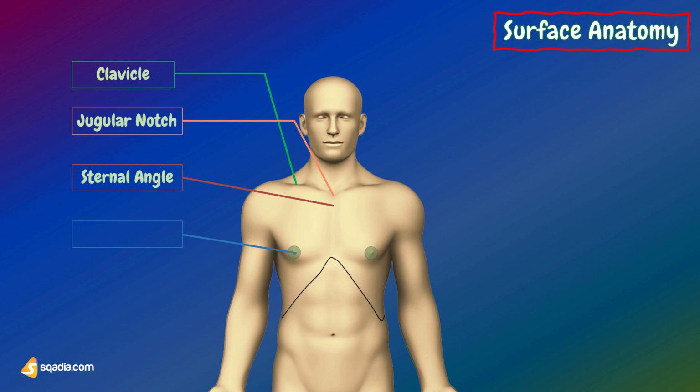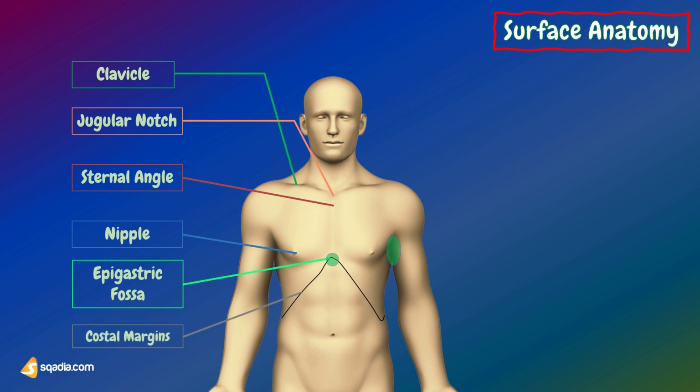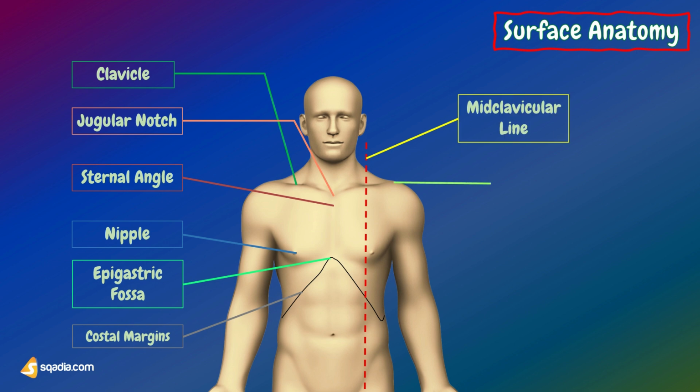The nipple is markedly variable in position. In males and in immature females, it usually lies in the 4th intercostal space just medial to the midclavicular line. The epigastric fossa, or simply the pit of the stomach, is the depression in the infrasternal angle. The fossa overlies the xiphoid process and is bounded on each side by the 7th costal cartilage. It is situated at the apex of the costal margins.